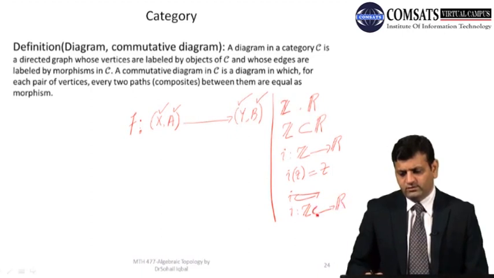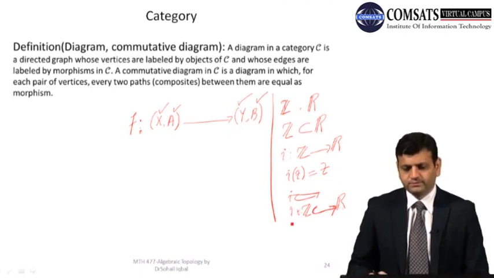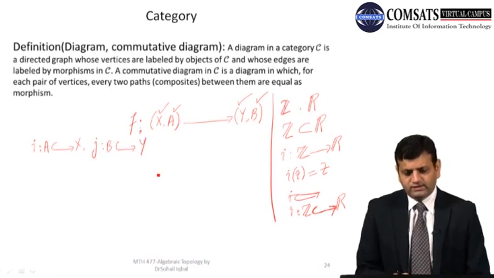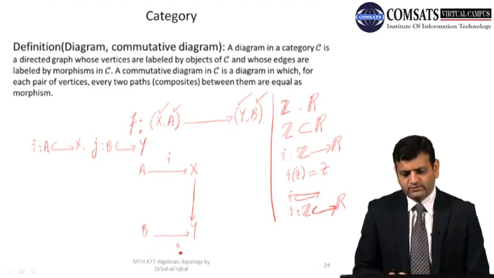This curly arrow means that Z is contained in R, so this is the inclusion map from Z to R. So A is contained in X, so there is an inclusion map from A to X. Similarly, there is an inclusion map from B to Y because B is a subspace of Y. So the following condition is satisfied. F should be a continuous function from X to Y such that this map is I, this map is J, this map is F prime, and this map is F. So the diagram is commutative, and this is denoted by writing this curly arrow inside the diagram.